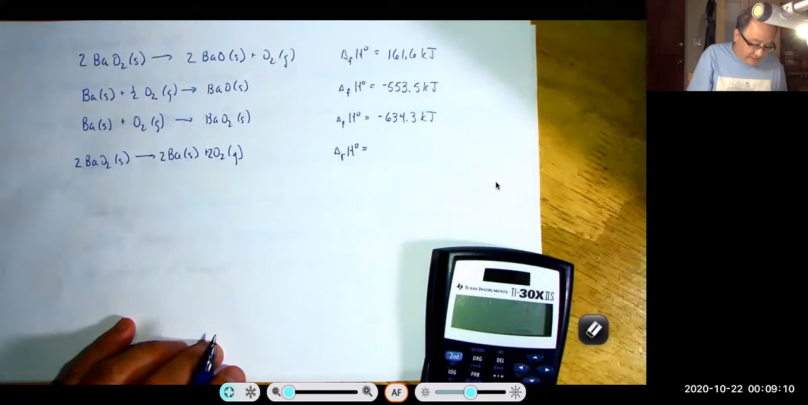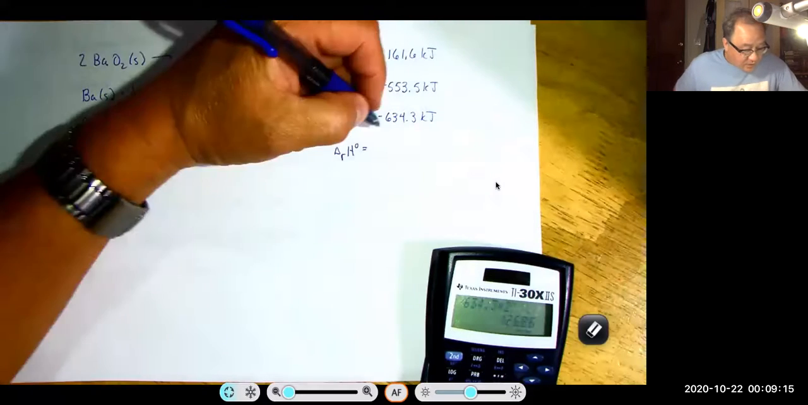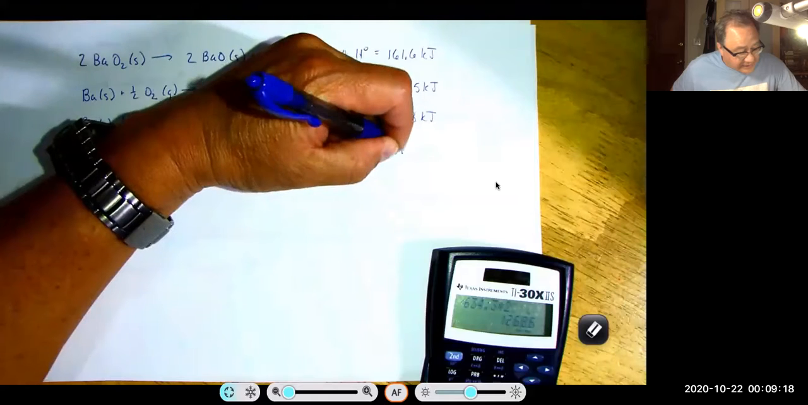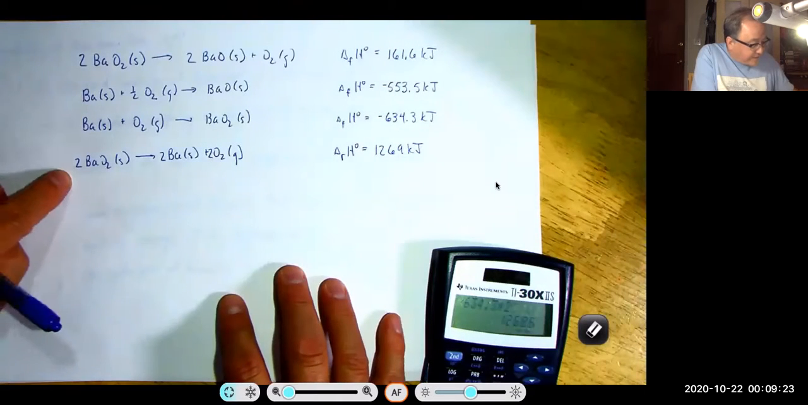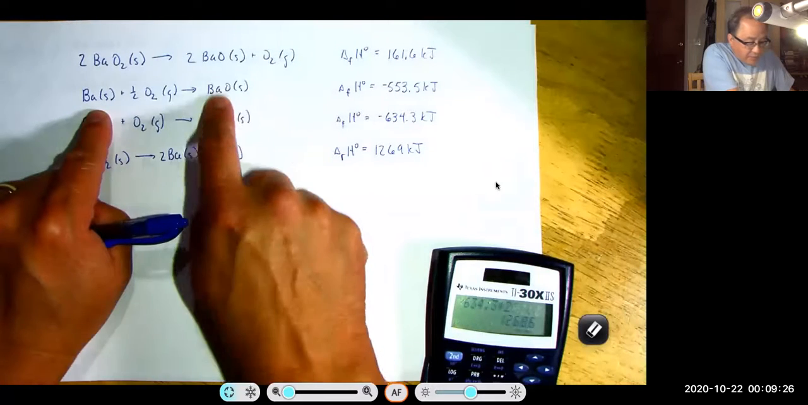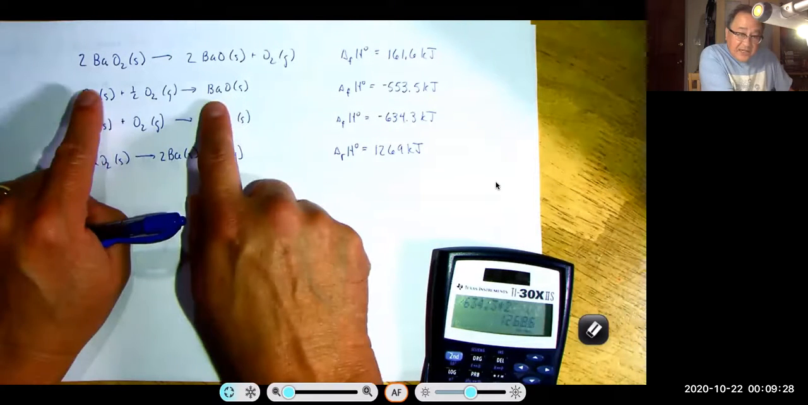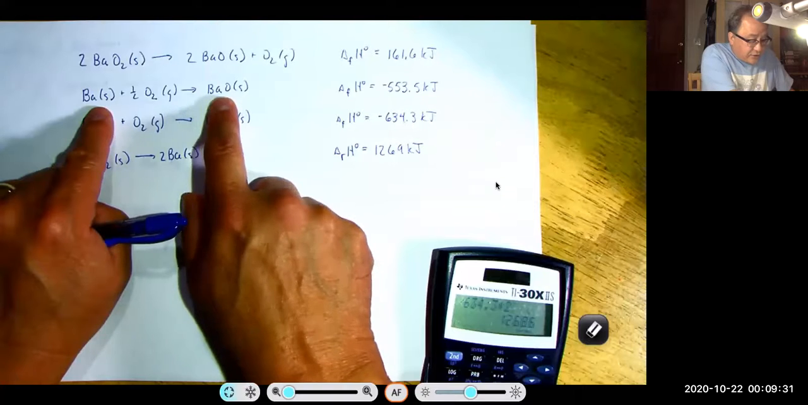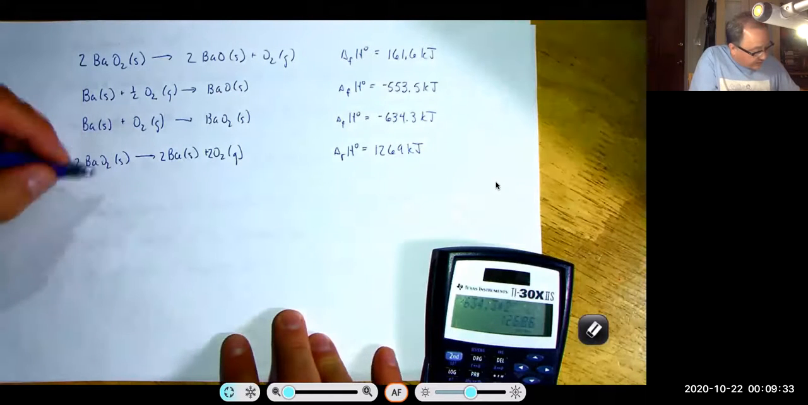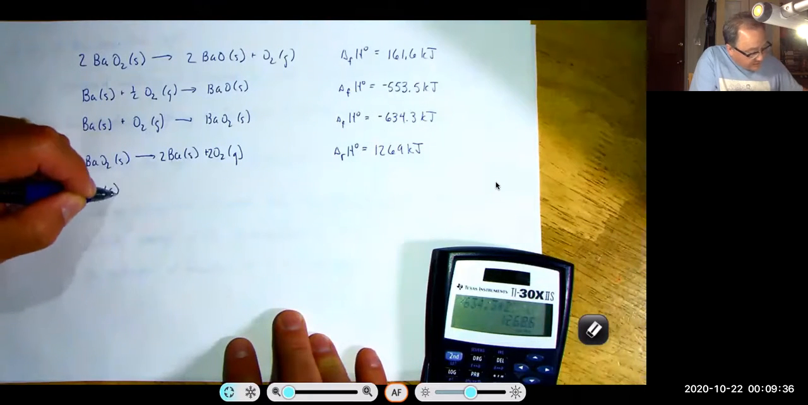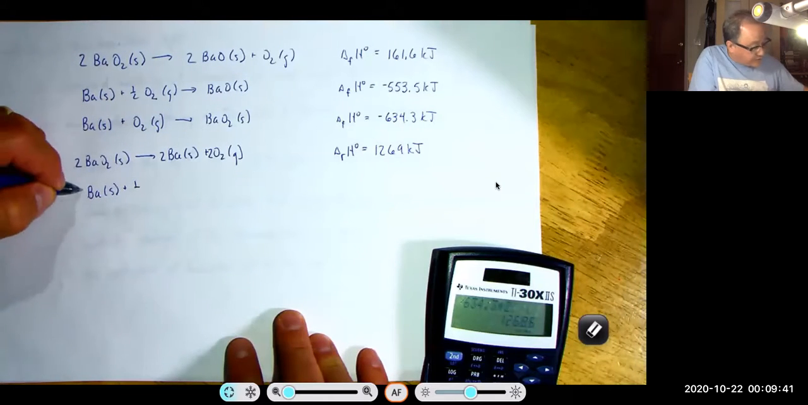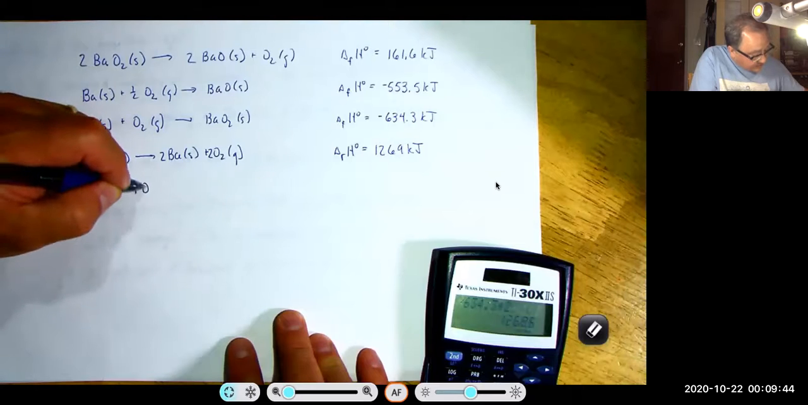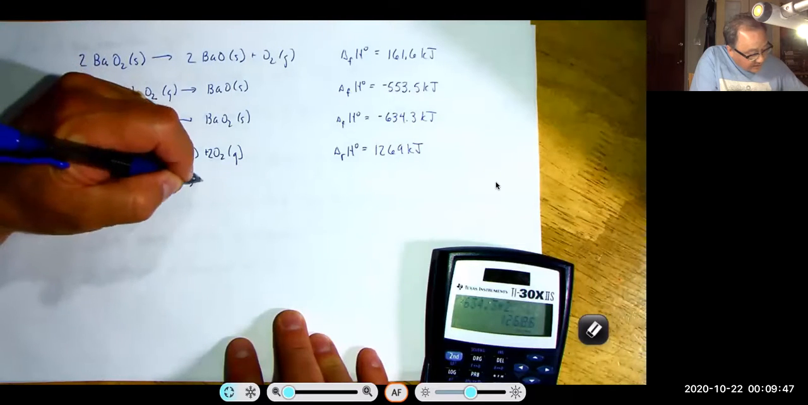So 634.3 times 2 is 1,269 kilojoules. And then I want to take this reaction, and because I want this to be a product like this is, I'm going to write this reaction as is, but you see I need 2 of these. So I'm going to take this reaction and double it. So I get barium solid plus, I'm going to double it. So I'm going to put 2 bariums plus 1 oxygen. Gives you 2 barium oxide.